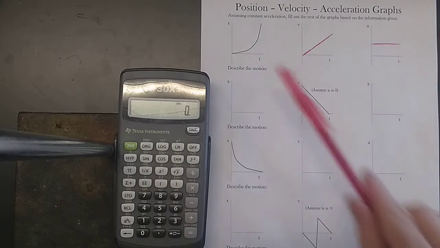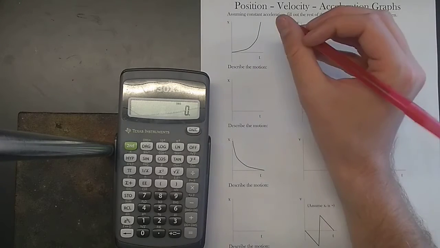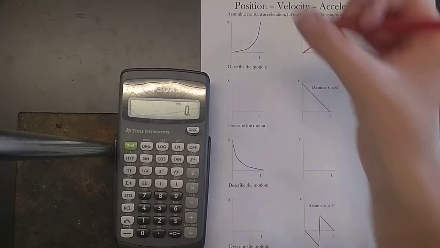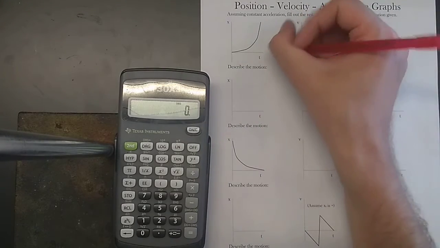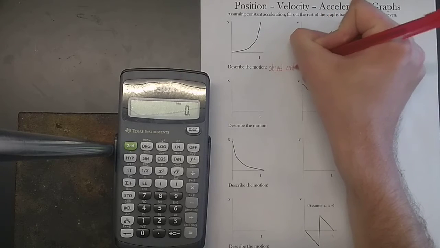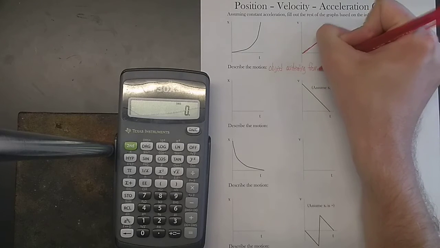Okay, and there you go. And again, these three graphs all show the same motion, just different aspects of that motion. Okay, one graph shows how the position changes, one graph shows how the velocity changes, the other graph shows the acceleration. But they all trace back to the same root motion. What sort of motion would this be? I would say that this is just an object that is accelerating from rest. Starts at rest and then it accelerates.